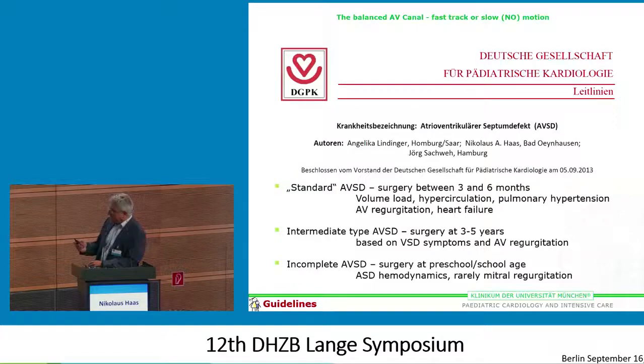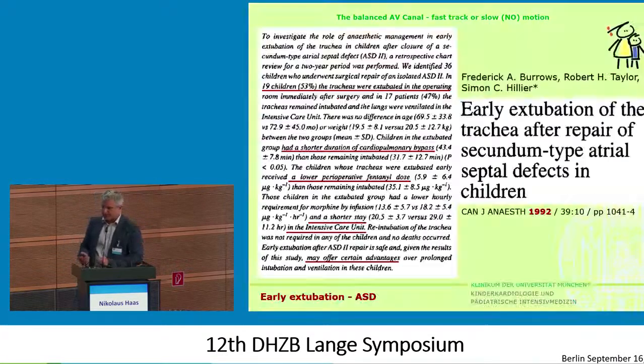There are guidelines, and we have basically seen in all of the presentations that all what is presented here is according to the guidelines, that the standard AVSD should have surgery between 3 and 6 months. Basically, these are the patients with volume load, pulmonary hypertension, AV regurgitation, and heart failure. And the other ones are operated later, at 3 to 5 years, depending on the AV regurgitation, or even before school age or at school age.